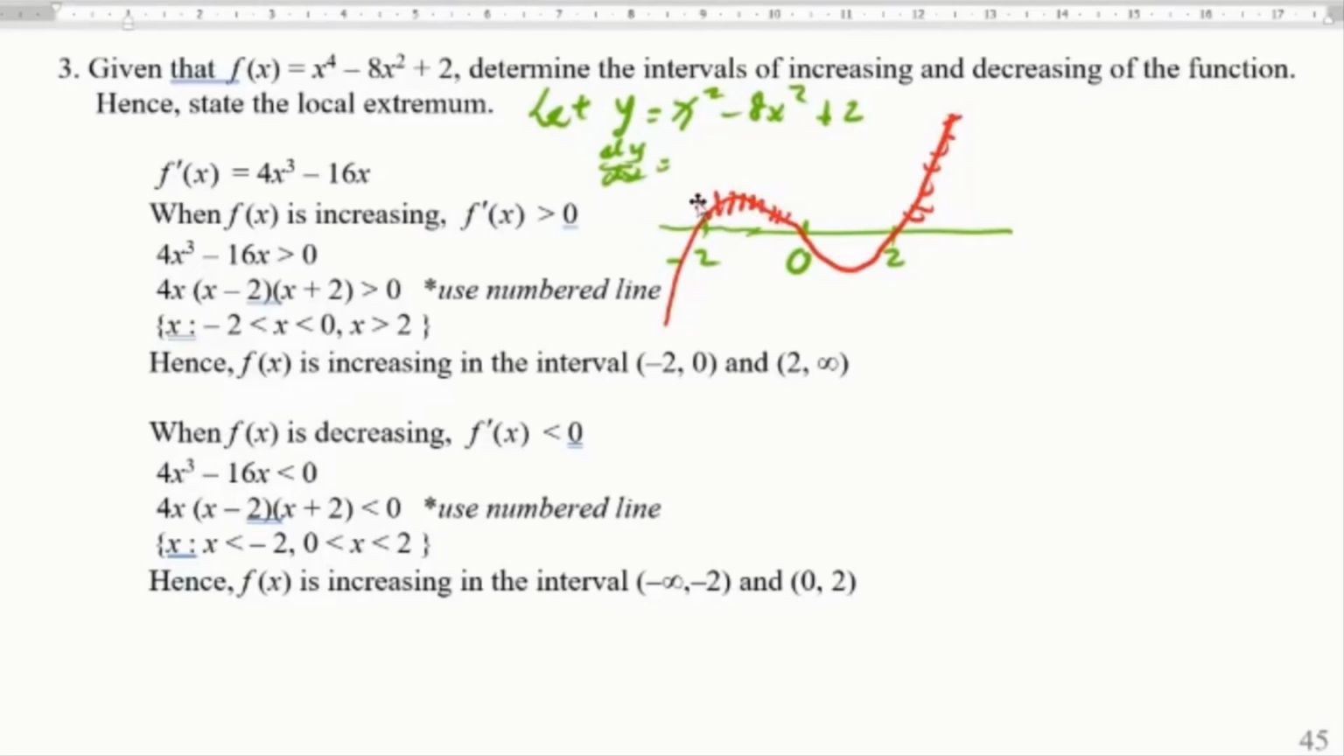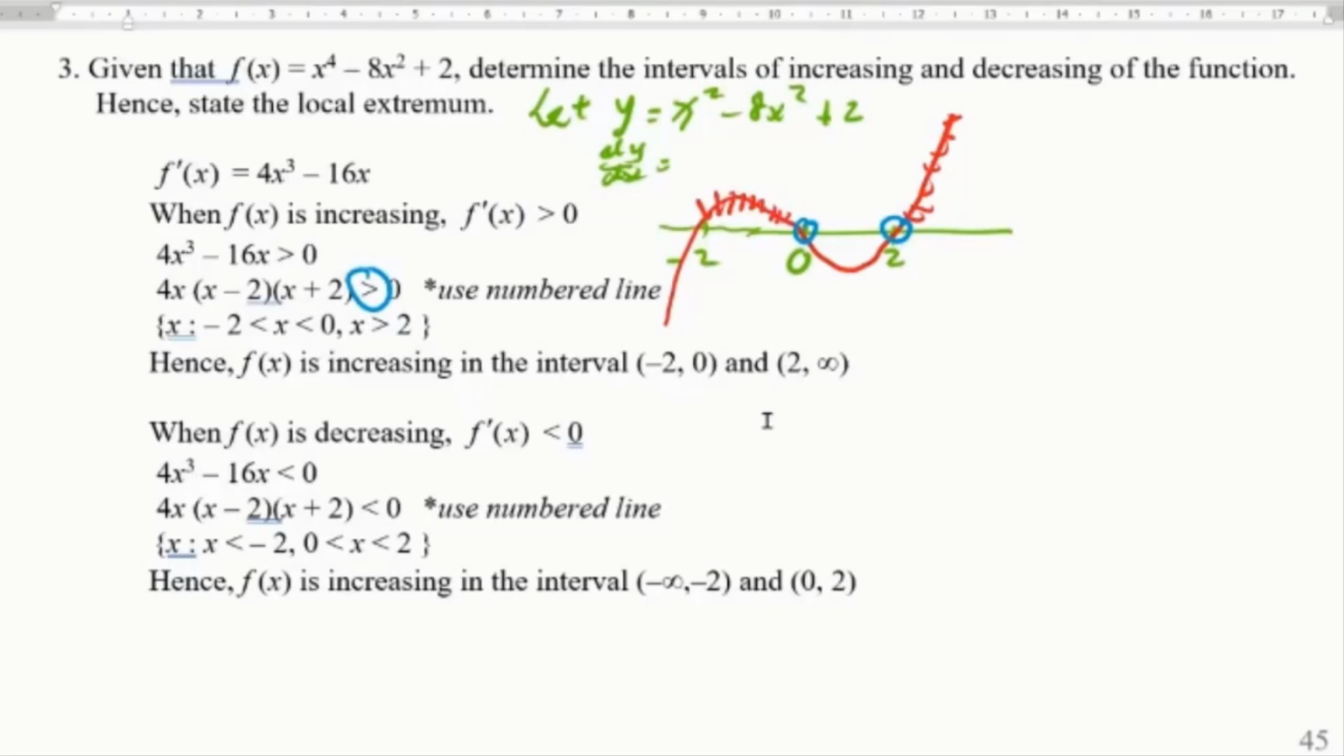So the interval is from -2 up to 0, then greater than 2, and we do not include the point because of this. Then after that you give your answer. Answer the question. Don't leave your answer like this. Therefore f(x) is increasing in the interval from this one to this one, and this one to infinity. Please answer the question. Don't leave your answer in set notation.